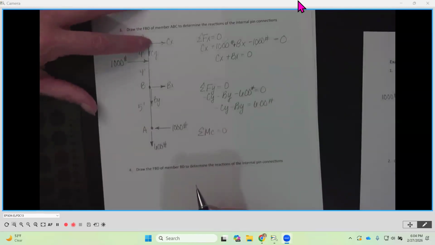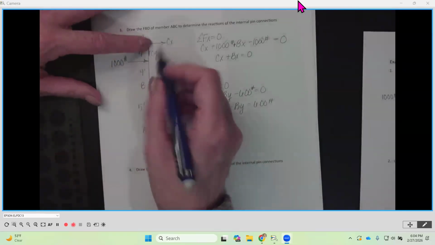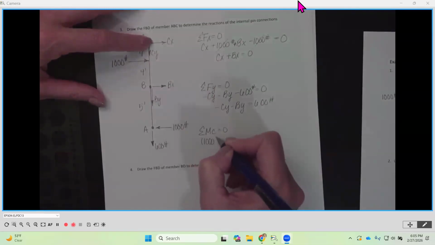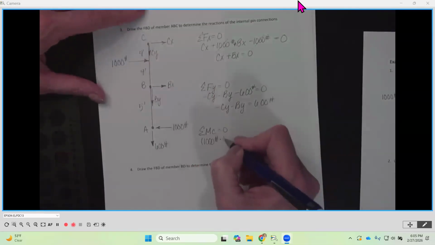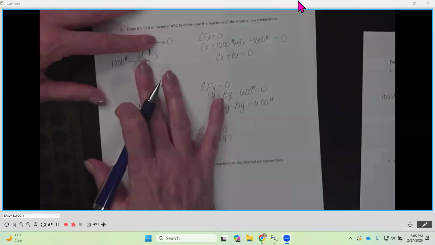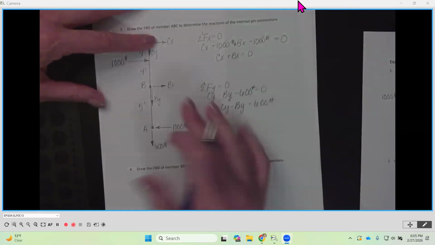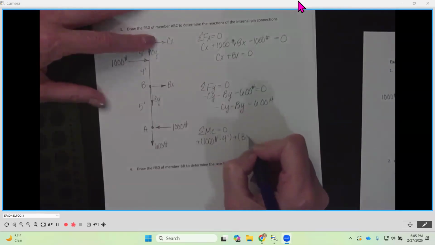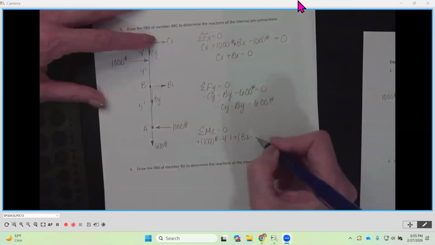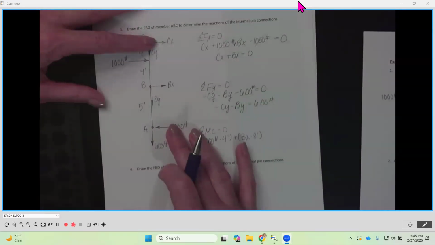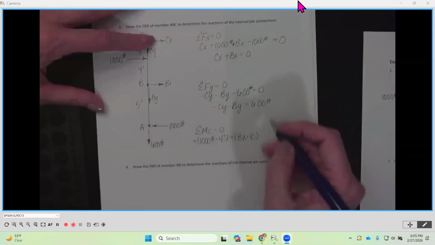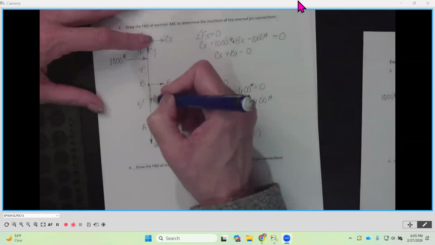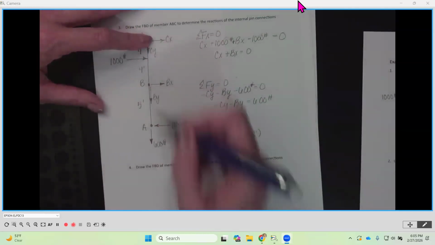And again, we're going to put our finger on C, so that eliminates Cx and Cy, and then we're going to move in the direction of our offset forces. So we've got 1,000 pounds times 4 feet. It is going to rotate positive. Then we've got Bx, that's going to also rotate positive, times 8 feet. And I should say By is actually on the line pulling through, so there's no offset distance. So By is not included.